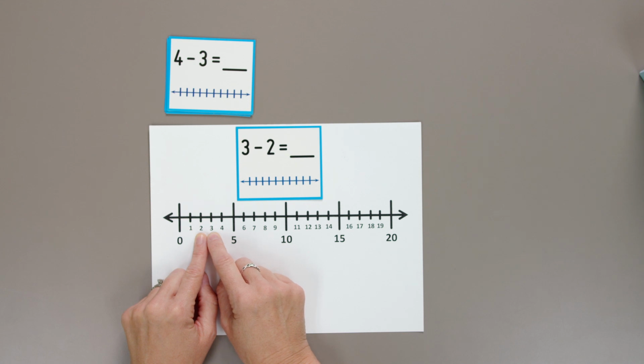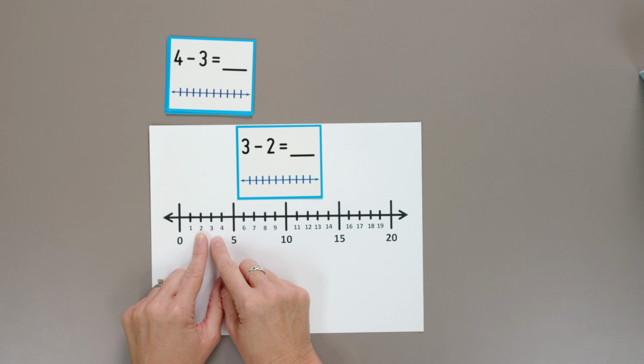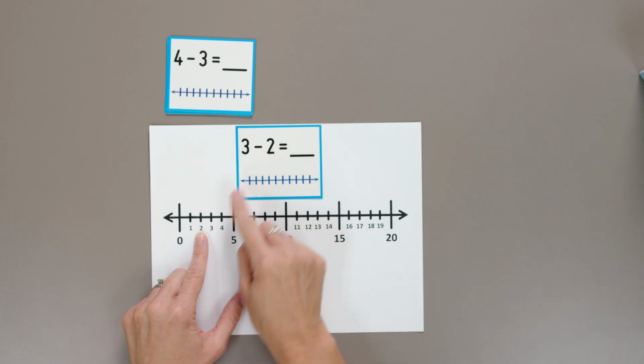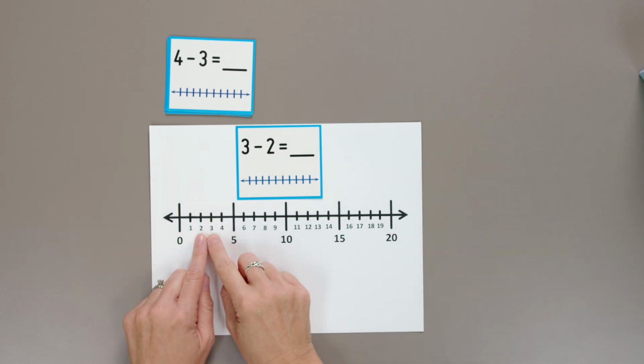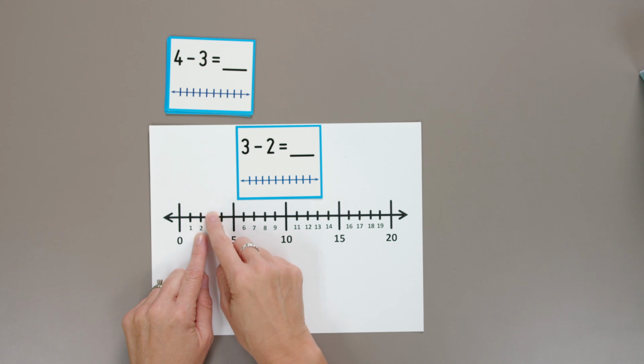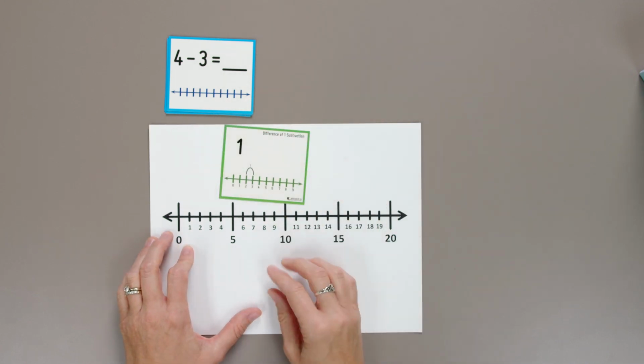So there are a couple of strategies I could use to solve 3 minus 2. One strategy, I could count back 2 and land on 1. Another strategy I want us to think about today is noticing that these two numbers are neighbors on the number line and they have a difference of just 1. So thinking about that one jump, 3 minus 2 is a difference of 1.